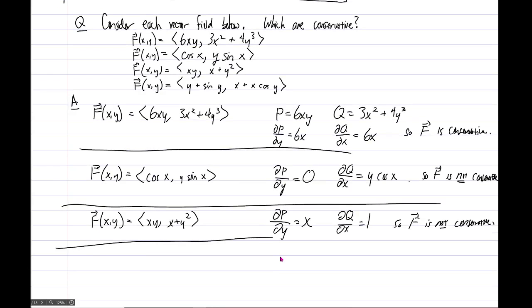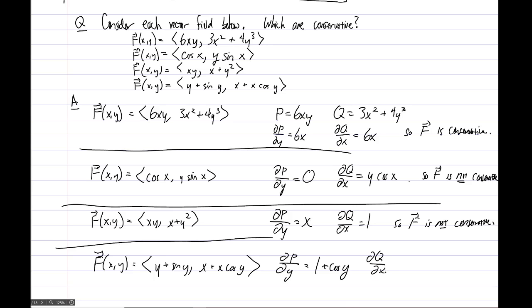And one more vector field here. Let's look at the last one here: y plus sine of y comma x plus x cosine of y. So we'll take the first component, differentiate with respect to y, and get 1 plus cosine of y. We'll take a look at the second component and differentiate with respect to x, and we'll get 1 plus, okay, if we differentiate x cosine y with respect to x, we just get cosine y. So this is good. So F is conservative.